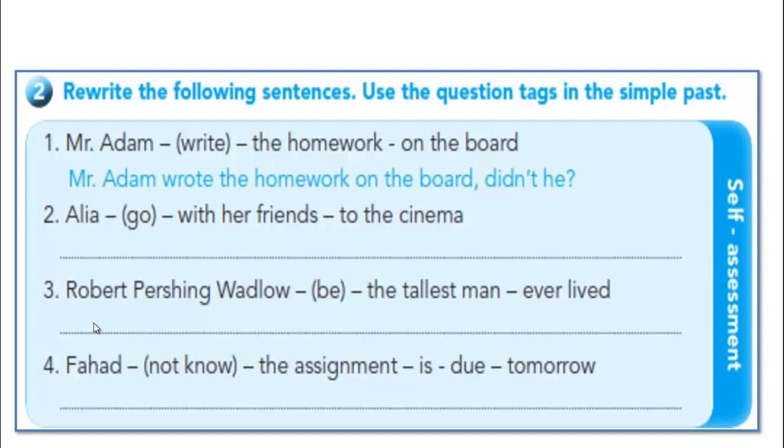Mr. Adam, he writes here, write the homework on the board. So we have to change the verb at first. Here we have write. We change it into the past simple. So Mr. Adam, the past of write is wrote. So Mr. Adam wrote the homework on the board. And as we have mentioned before, we are going to change the sentence from positive to negative or the opposite. Our sentence here is in the positive form. Wrote becomes what here? Yes, that's right.